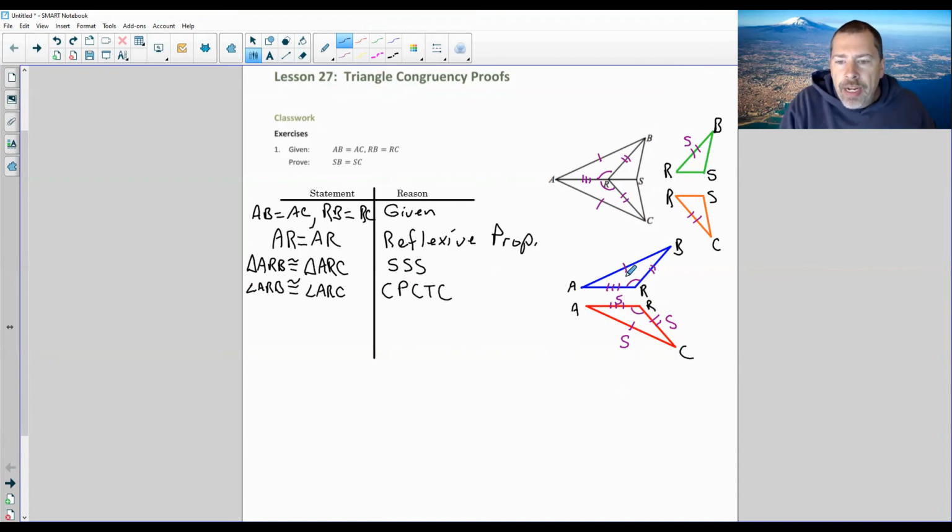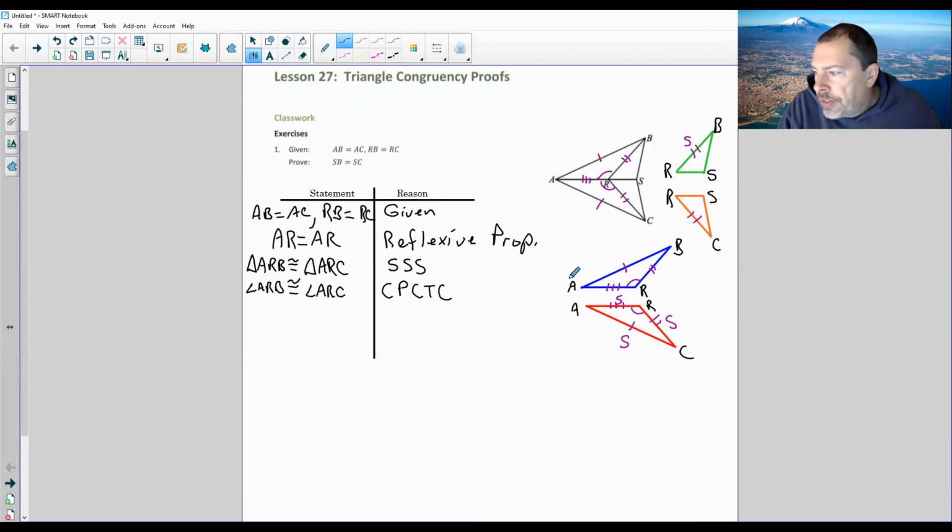All right, so now we have two triangles are congruent, all their pieces are. So now I can say that this angle A is congruent to this angle A, or CAR is congruent to BAR, and ABR is congruent to ACR. But right now we're focusing on getting over to these two triangles here, because what we're trying to prove is SB congruent to SC. So I somehow have to prove these two little triangles congruent.